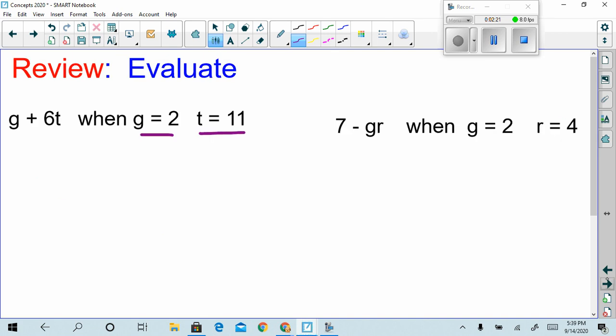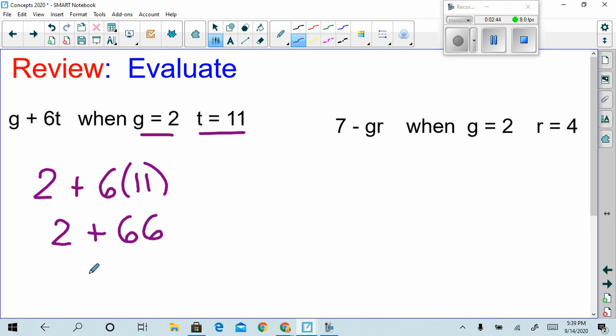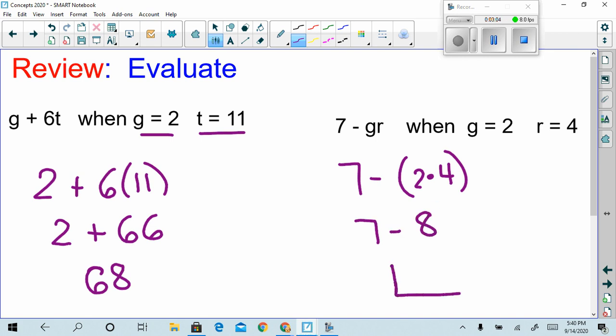The second thing you'll see is the evaluations. I'll give you an algebraic expression. I'll give you some values to replace. So if g is equal to 2 and t is equal to 11, I now have a numeric expression that I can use my order of operations to simplify. One step at a time, and I get 68. 7 minus g r. So 7 minus 2 times 4. Well, 7 minus 8. And here we see that I'm getting a negative number, which is very possible. We haven't really discussed that, but I know you did last year. So the second thing you'll see on the quiz will be some evaluation problems.